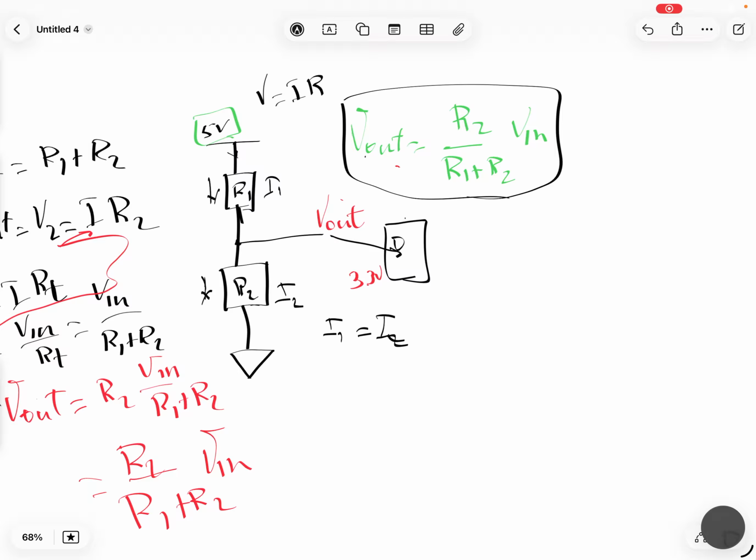So with 5 volts, we can divide our V out so we can power the electronics we want to power up. Let's say this one is the ESP32, or it can be the Raspberry Pi, doesn't matter.